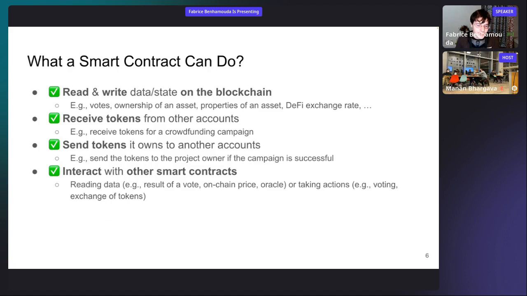And finally, and this is slightly more advanced, a smart contract can also interact with other smart contracts, either just reading data, so smart contract A wants to read the result of a vote of another smart contract, or wants to read the price of another exchange smart contract or something like this, or even taking action, like a smart contract that has money may want to send its money to another smart contract, or do things very complex like this. So that's what a smart contract can do.